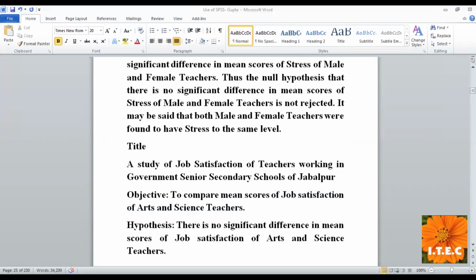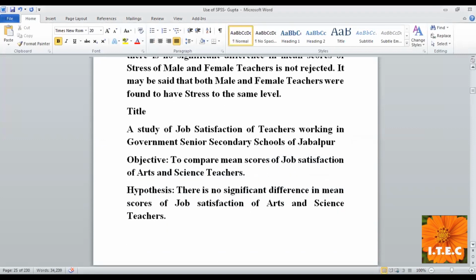And now let me have the scores. Can you tell me how many variables are here in this objective? Can you name the variables from the objective?